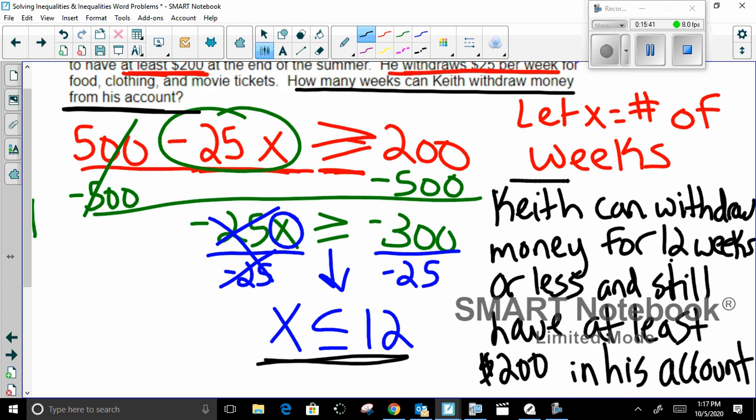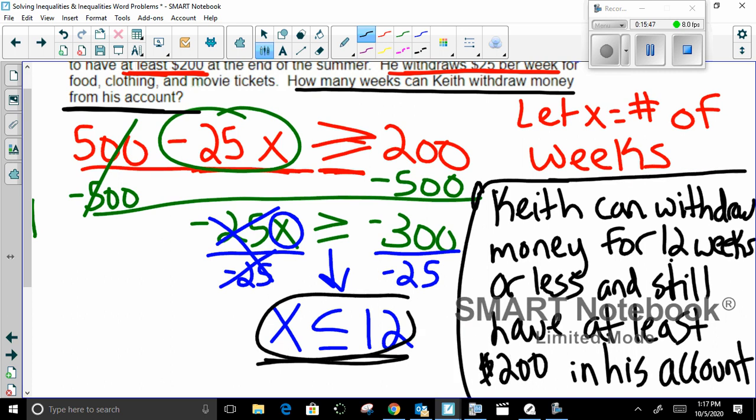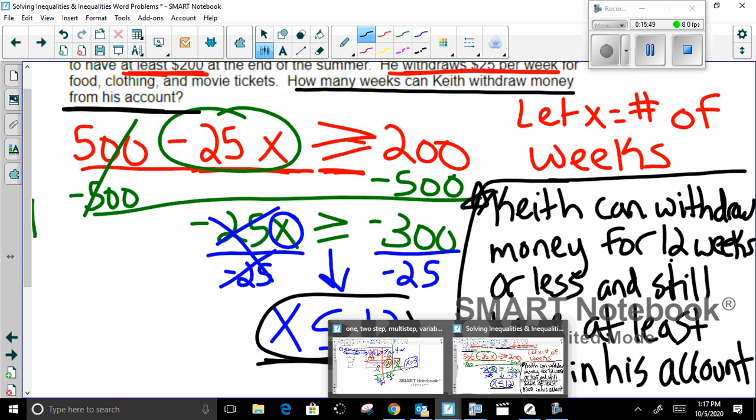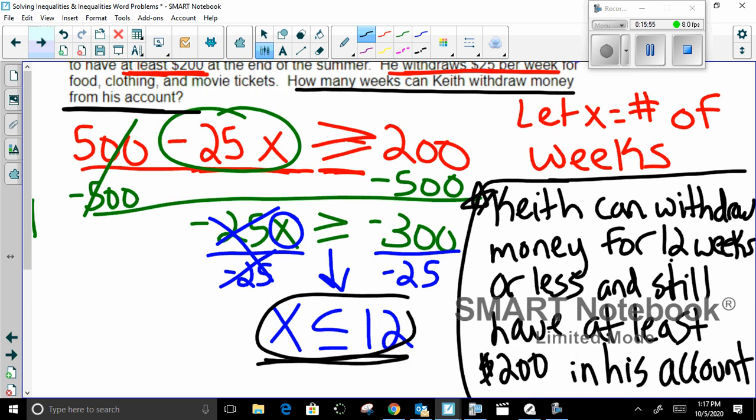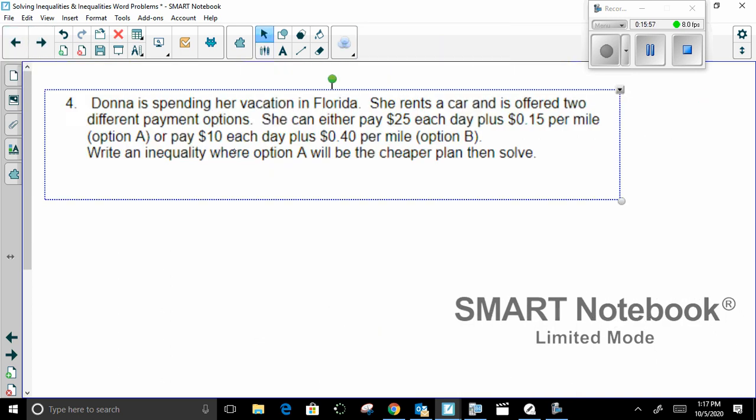Okay, so I wrote out what my answer means. Don't just leave this. This is not your answer. That helps you write out in words what the actual question is asking you. All right, let's try one more together. And that is going to be number 4.